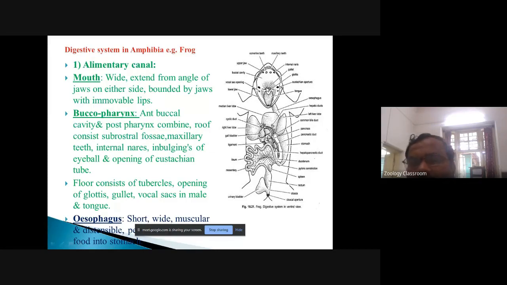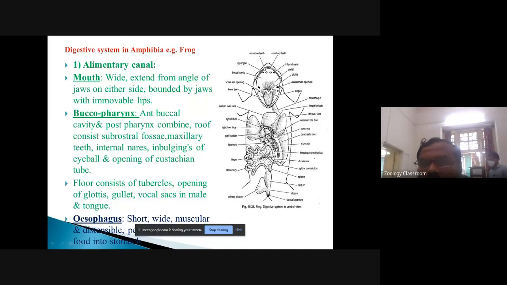Then at the base of the tongue, two openings are present. A wide horizontal opening is known as the gullet, while the circular opening is known as the glottis. The glottis is the opening of the respiratory system. That is, through this glottis, air passes further into the trachea. While through this gullet, the food which is taken into the buccopharyngeal cavity further passes into the esophagus, that is, into the food canal.